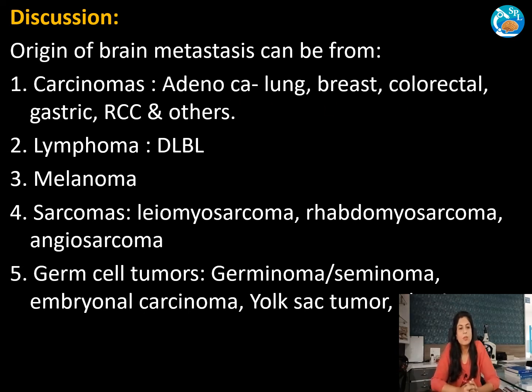Brain tumor metastasis can be from carcinomas, the most common being adenocarcinoma from the lung, breast, colorectal, stomach, and renal cell carcinomas. It could also be lymphoma, usually diffuse large B cell type lymphomas, melanomas, sarcomas, and germ cell tumors.